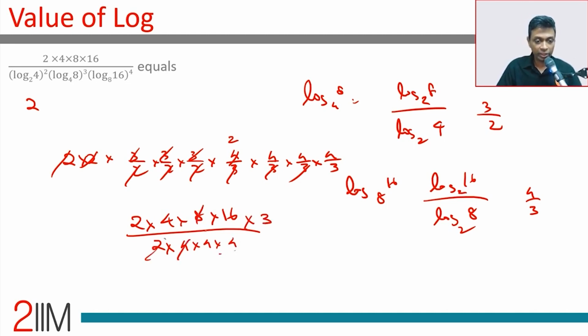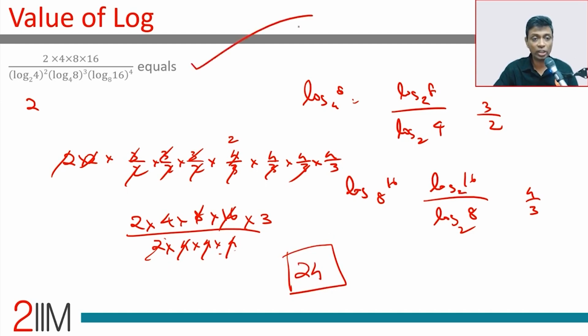2 into 4 is 8. 4 into 4 is 16. So it is 2 into 4 into 3. 8 into 3, 24. Very routine question. Should be knocking it off the park.